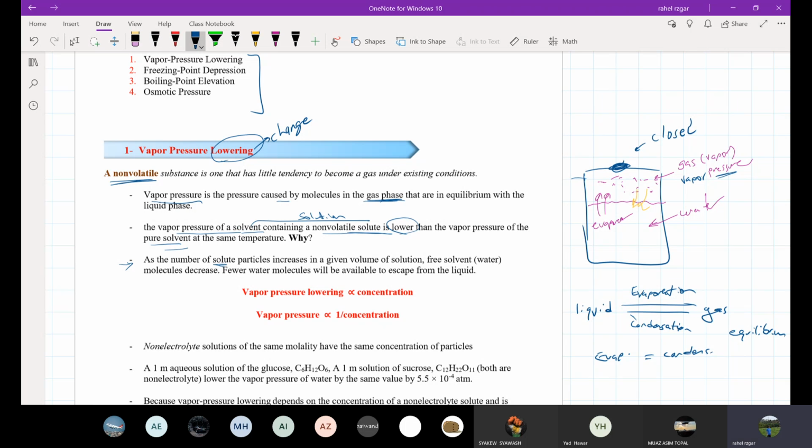All right? That's why, if it doesn't evaporate more, there will be less gas, the vapor pressure will be lower.